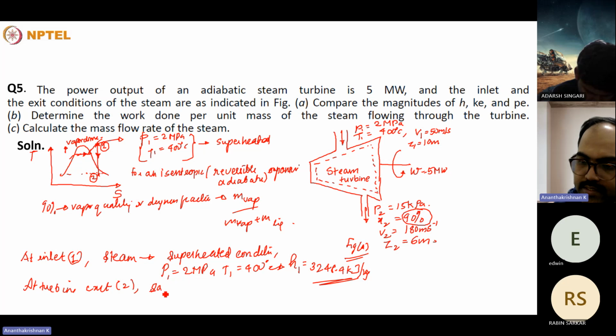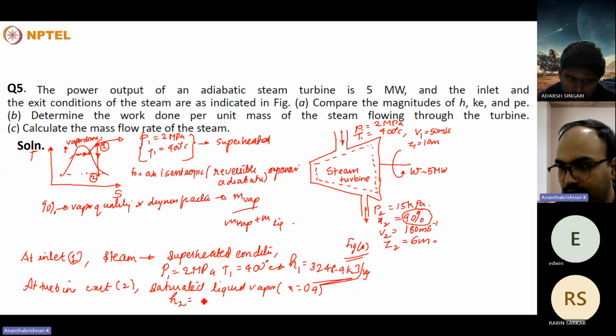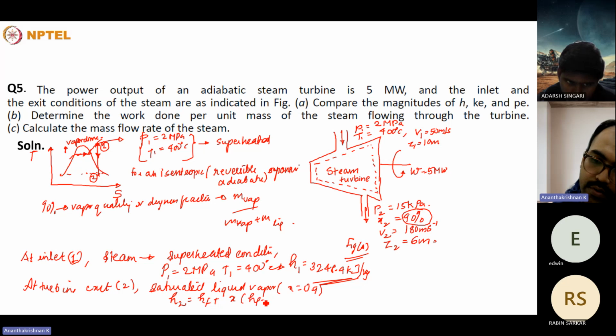At turbine exit, it's saturated liquid vapor with a quality of 0.9. We can denote the enthalpy at that particular point as the fluid enthalpy plus the dryness fraction times the enthalpy of vaporization at the temperature or the pressure.